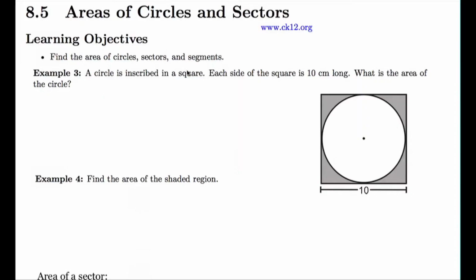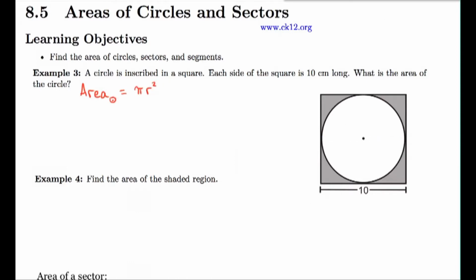Okay, in this video we're going to look at areas of circles and sectors. Example 3, a circle is inscribed in a square. Each side is 10 centimeters long. What's the area of the circle? Well, area of a circle is pi r squared.